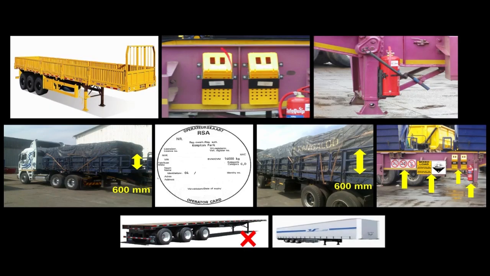Okay, here are some more examples. Here are your wheel chokes. Again, fire extinguisher. Here's your railings, because this must be at least 60 centimeters high. If it needs to be higher, you can adjust, but there must be a minimum of 60 centimeters, as this is an open vehicle. DG operator card.